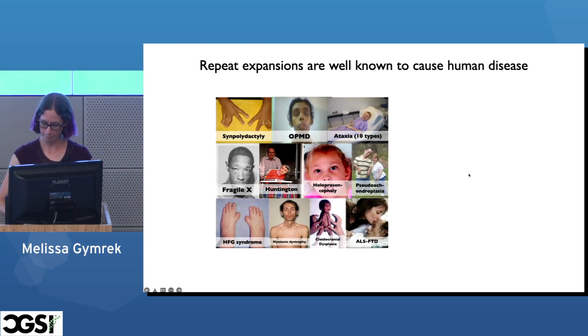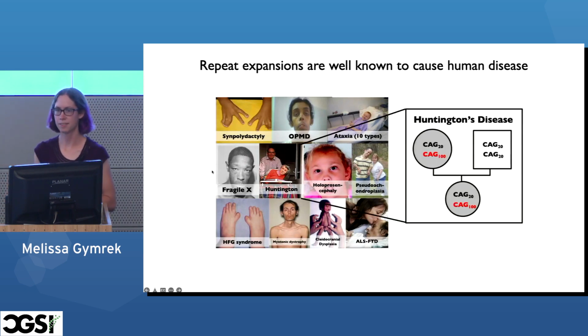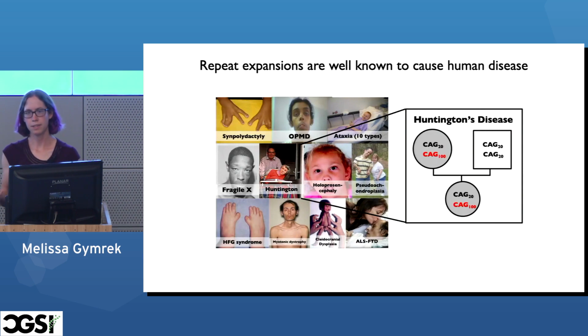So for example, in the case of Huntington's disease, you have a CAG repeat that is in a coding region. Most people have around 20 or so copies of the CAG repeat, but once it expands to 40 or more copies, you end up with Huntington's disease.